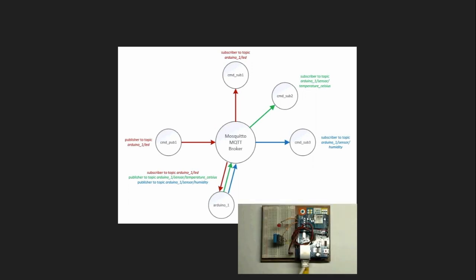Hi everyone, this video shows a simple MQTT communication system implementation using Mosquitto Broker and several MQTT nodes. As shown in the system's diagram, one of the nodes is built using an Arduino board equipped with an Ethernet shield. It acts as both MQTT publisher and subscriber.